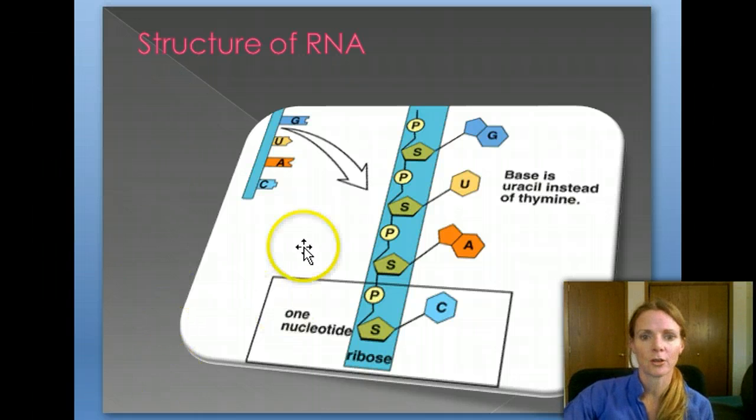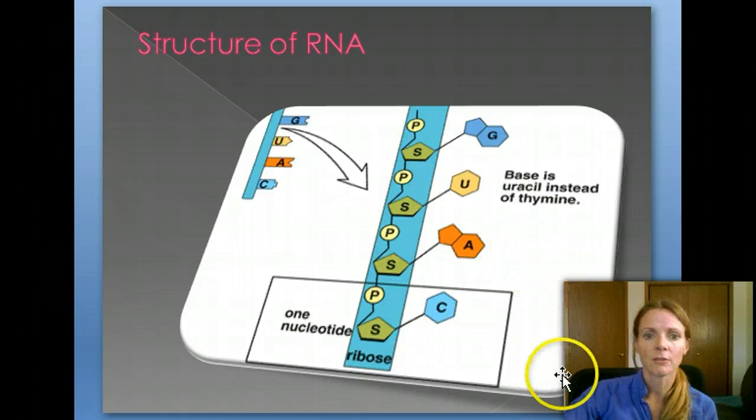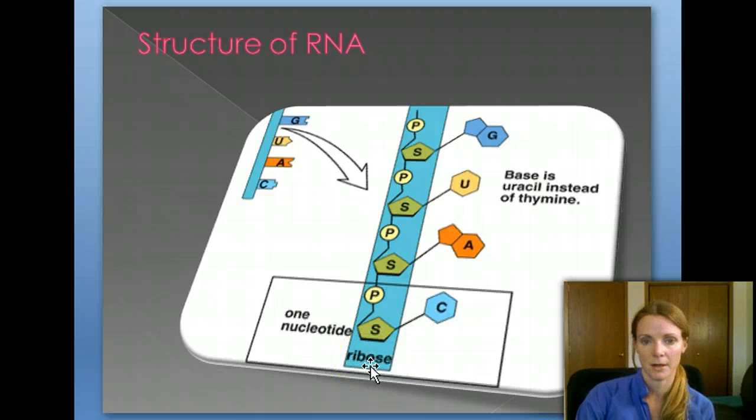Here's the structure of RNA. Again, the base is uracil instead of thymine, so you have to see that it's going to pair up ever so slightly differently. You have the ribose, you have one nucleotide, you have G, U, A, and C. This is the ribose sugar. Remember, this is kind of half of that rung, but we don't have the other half because it's only single-stranded. So we have guanine, uracil, adenine, and cytosine. It looks very similar to DNA, but again, it's single-stranded, you have the uracil right there, and it's only a ribose sugar instead of a deoxyribose.